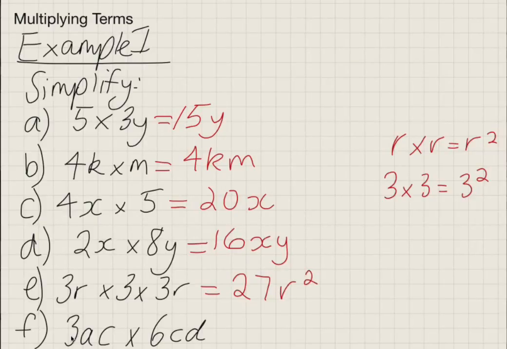Part F, we multiply the numbers together. 3 times 6 is 18. And writing the letters in order, we have an A here, no A's over here, so we just have 18A. The next one is C. Now we have a C here and C here, so this would become C squared. And this one only has D, there's no D here. So 18C squared D would be the answer there.